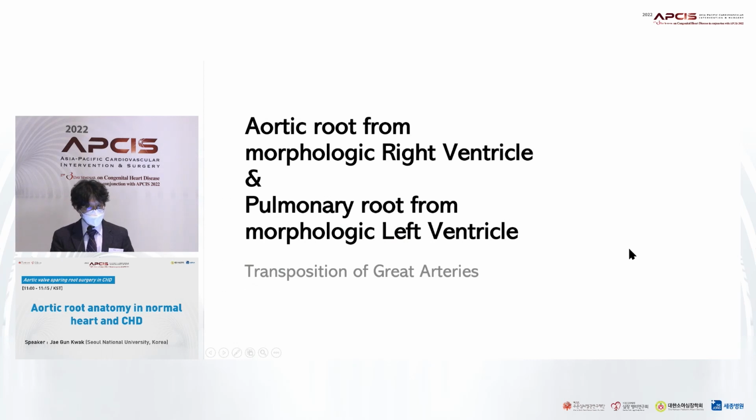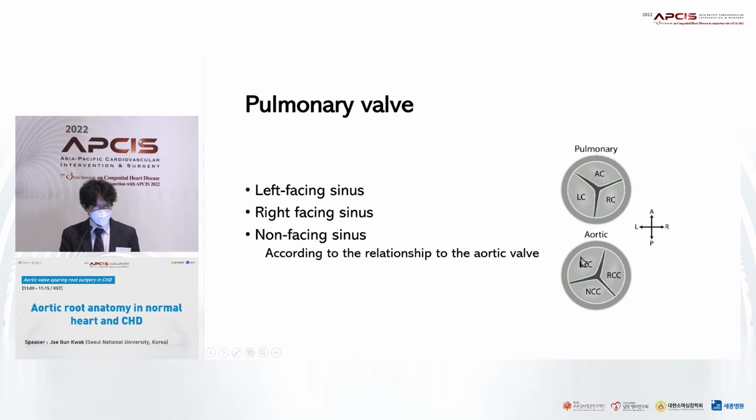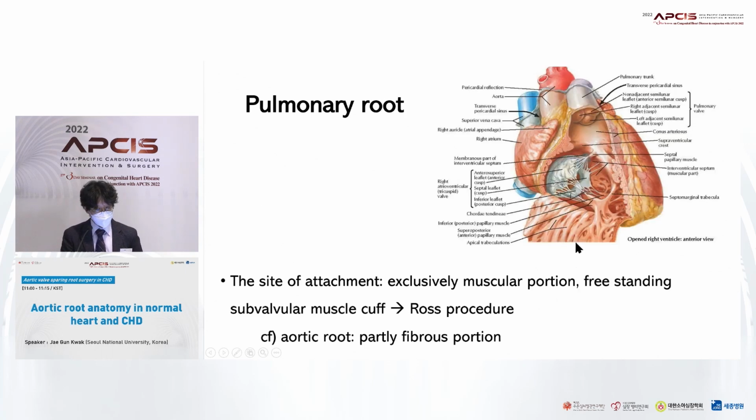The final part of my talk is the aortic root from the right ventricle, and also I think we should think about the pulmonary root from the left ventricle. We can see this kind of morphology in patients with transposition of the great arteries. The pulmonary artery is usually placed in front of the aortic valve.